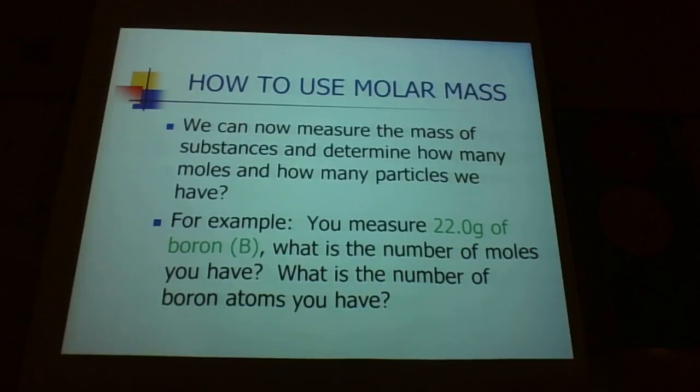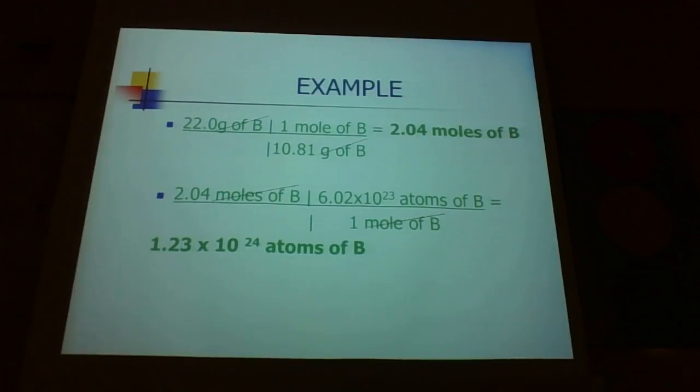Now let's say I wanted to use my molar mass to convert between things. So let's say I had 22 grams of boron, and I wanted to find out first how many moles it has, and then I wanted to find out how many atoms it has. Okay, the top part shows us how to convert to moles. So I'm going to look boron up on the periodic table.